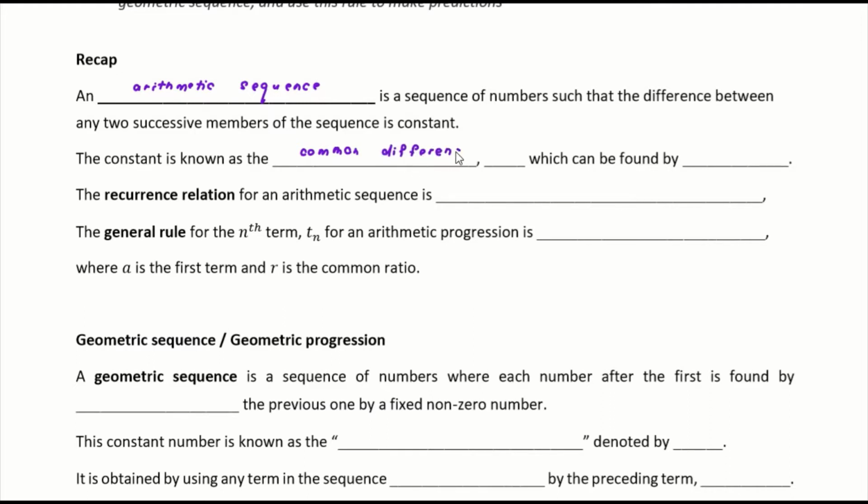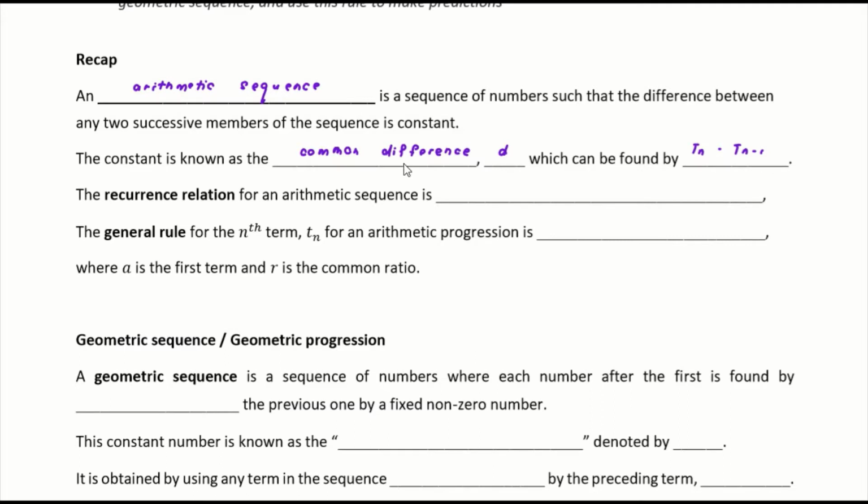The common difference is normally denoted by d. How do we find the common difference? We use any term minus the previous term, and this is how you get your common difference. When you have an increasing sequence and you use a term minus the previous term, you get a positive d. If the sequence is decreasing and you use a term minus the previous term, you should get a negative number. So it's like plus a negative number, then it becomes subtracting. We normally say it's adding, it's just that your d is positive or negative.